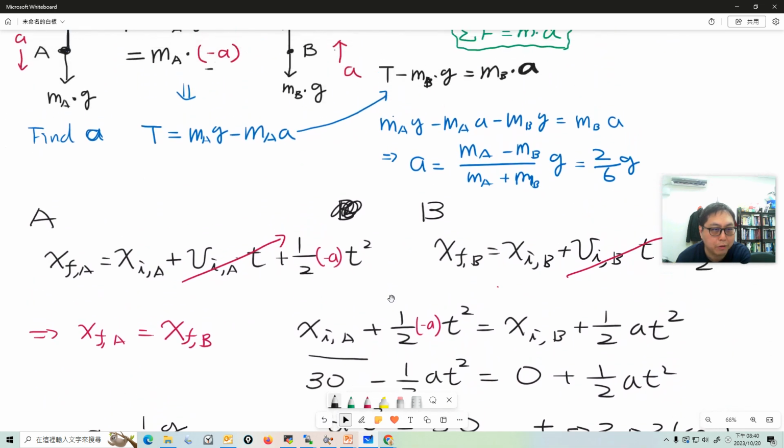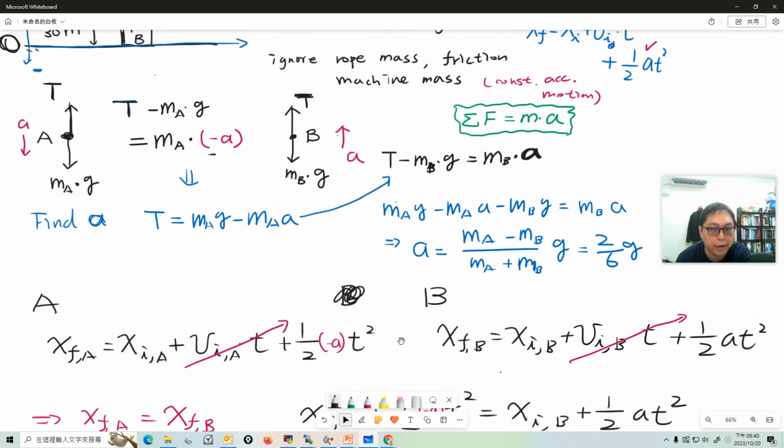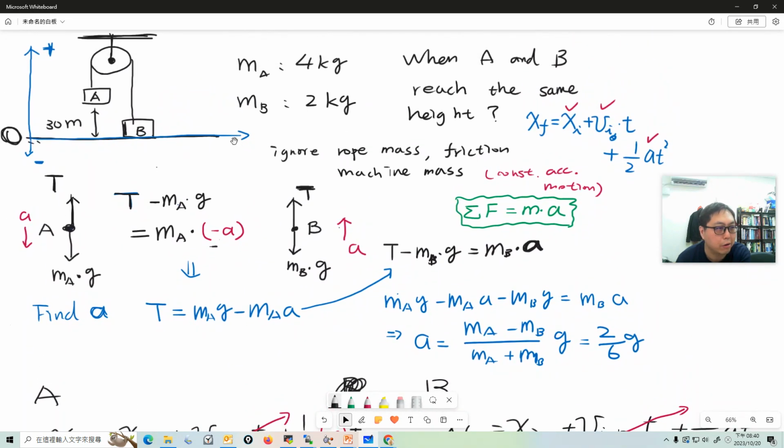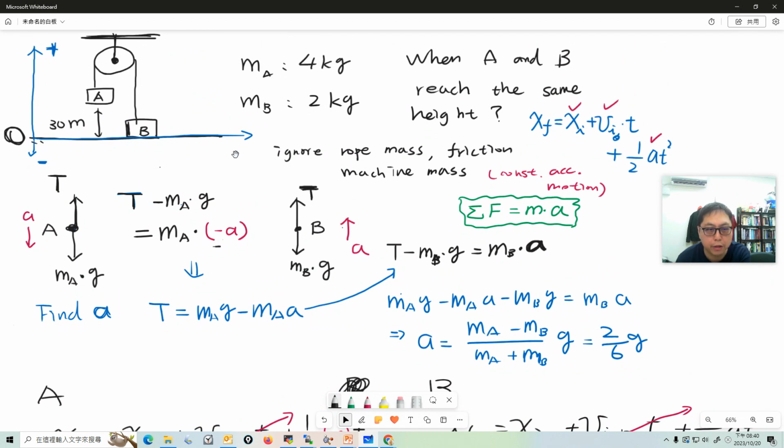Okay, so I'll stop the video here. I hope you can understand the Atwood machine. I believe one of your homework problems is very similar to this, but it's on a double inclined surface. It's much more difficult, so that's why it's homework.